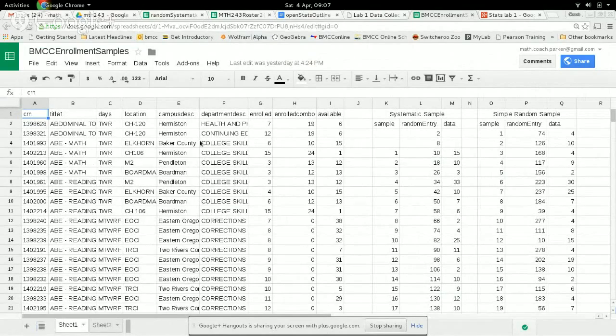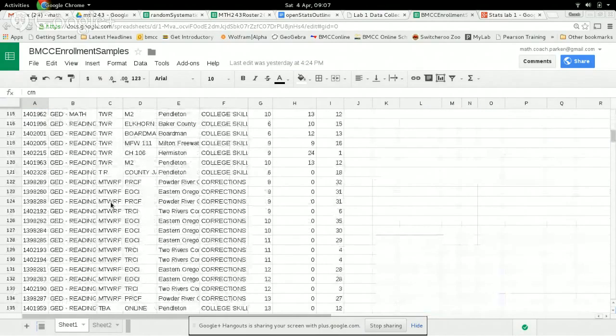So I have a variety of columns left here. We have a unique course ID number. We have a course title. I kept the days of the week, the location of the class in terms of room or place, the campus, the department that offers the class, the enrollment, enrolled combo, seats available. And there were 50 or so columns. I ditched a bunch of them. Here I have a summary I'll talk about in a minute of some of the data.